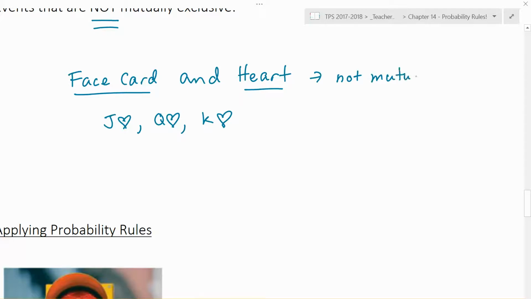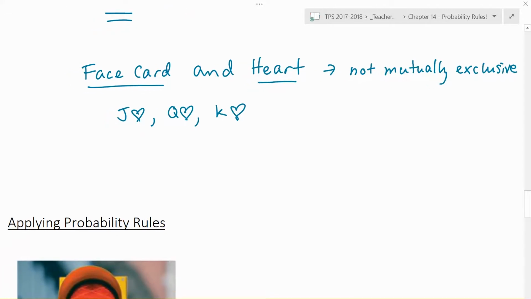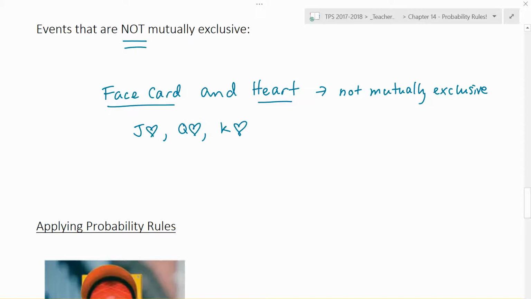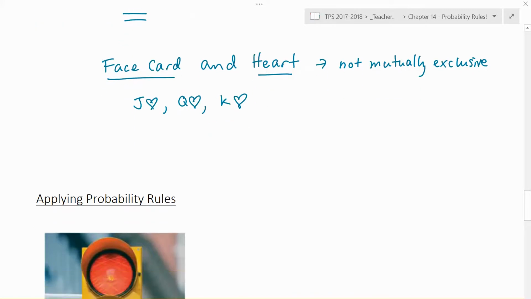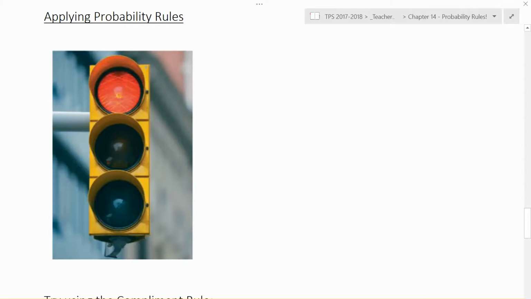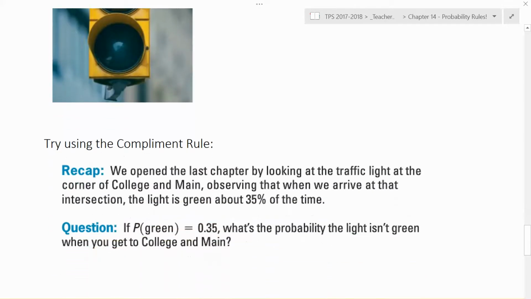So these two events are not mutually exclusive, because there are cards that meet both characteristics. If you think you get it and you're ready to do your homework, you can stop here. But if you'd like a few more examples, you can take a look at the next part of the video, which is applying probability rules.